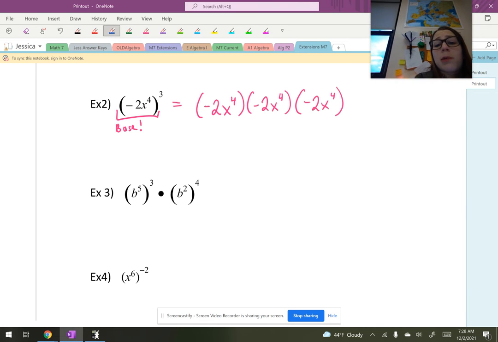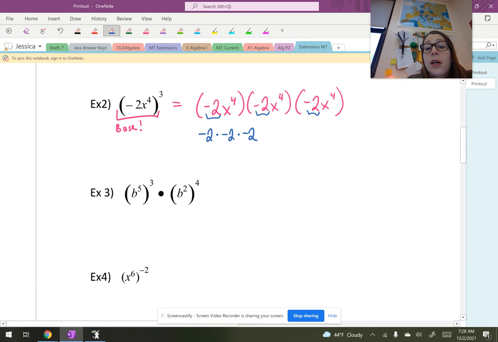Just like we talked about last lesson, I'm going to group those pieces that have common bases together. I'm going to do that negative 2 times negative 2 times negative 2, because multiplication is the operation going on between all of these pieces, so I'm allowed to use the commutative property and move things around. Negative 2 times negative 2 gives me a positive 4, times negative 2 more is going to give me a negative 8.